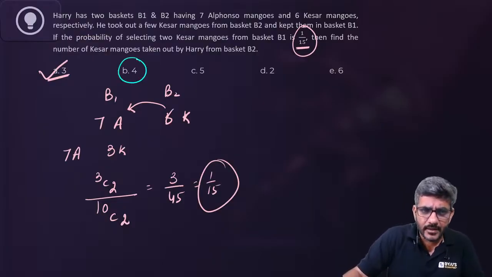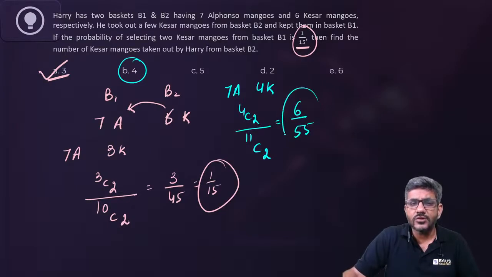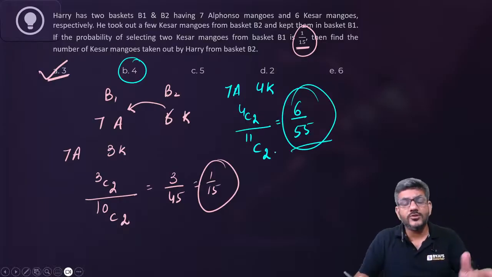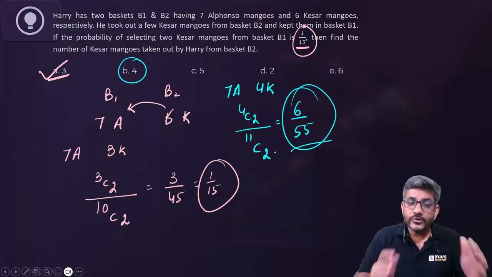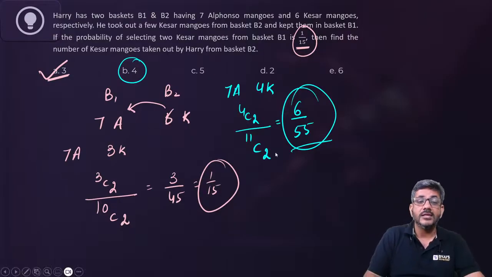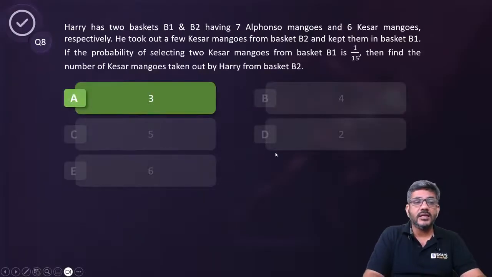Let's try 4. If I shift 4 mangoes, I will have 7 Alfonso and 4 Kesar. Total 11 mangoes are there from which I select 2. And both of them are Kesar, that is 4C2. 4C2 is 6, 11C2 is 55. It is not 1 by 15. Similarly, if you take 5, 2 or 6, it will not come out to be 1 by 15. So only in case of 3 it comes out to be 1 by 15. So therefore my answer is 3 only, giving me 1 by 15. So the correct answer is option A.